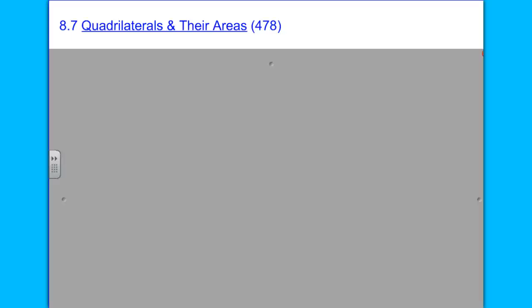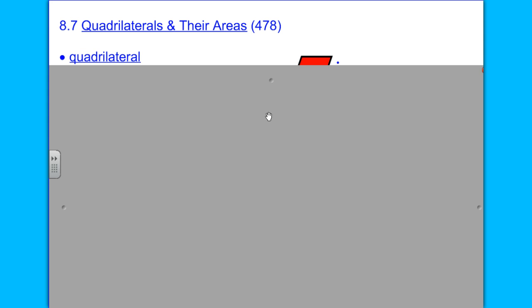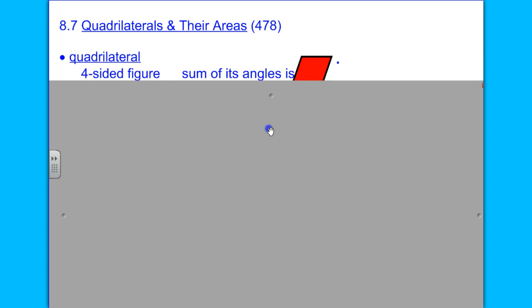Okay, 7th grade. We are in Chapter 8, Section 7, Quadrilaterals and their areas. We're moving away from triangles to quadrilaterals. What makes a figure a quadrilateral? Tyler. It has 4 sides. Yay, a 4-sided figure.